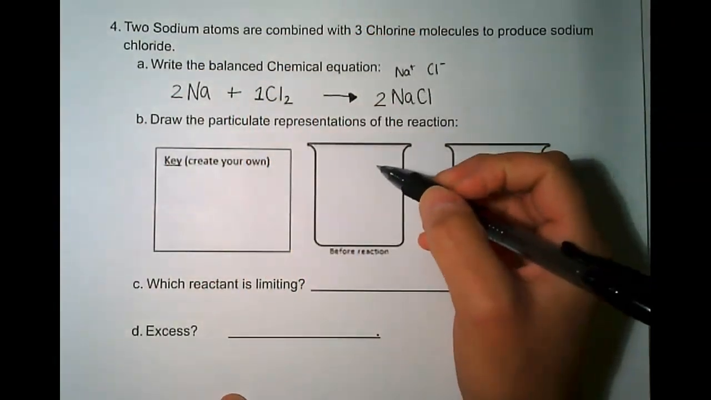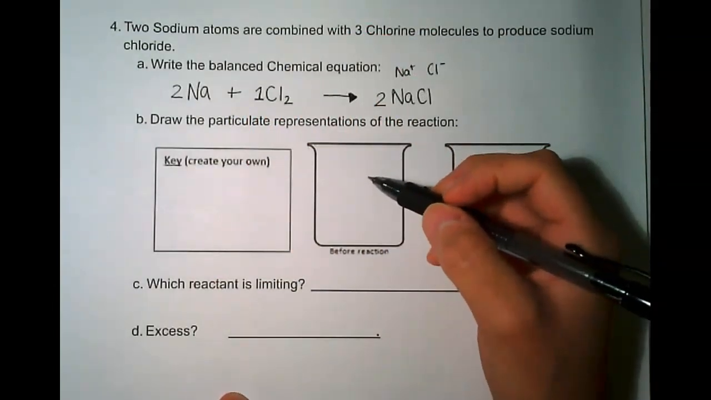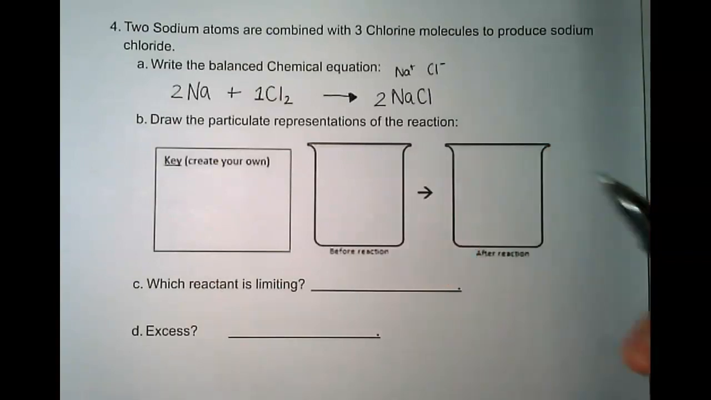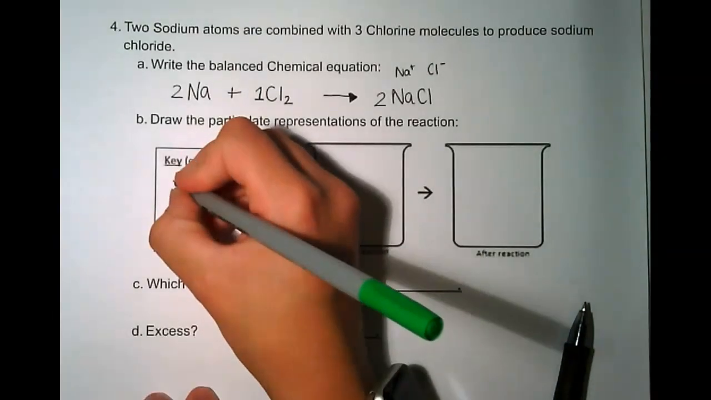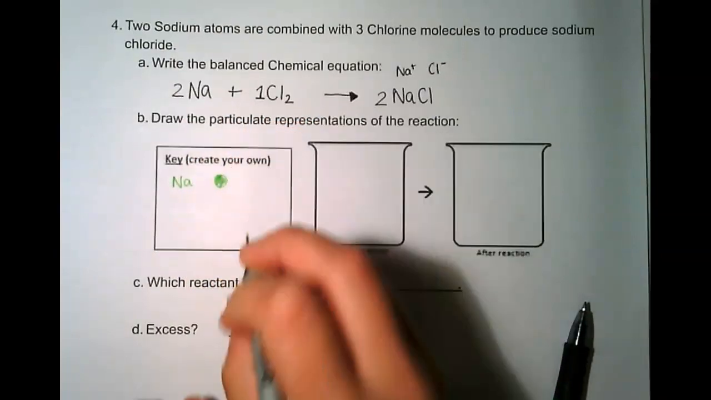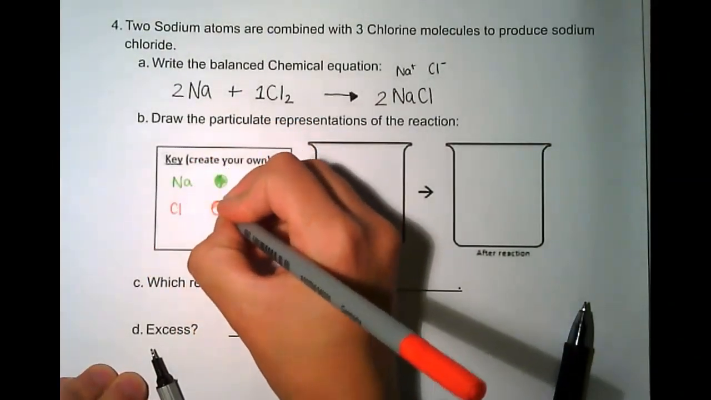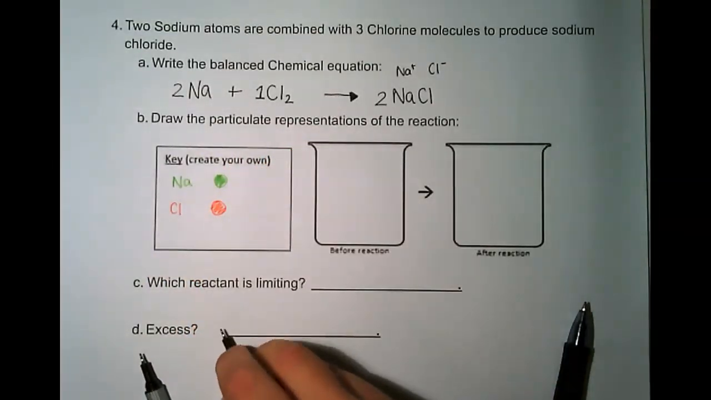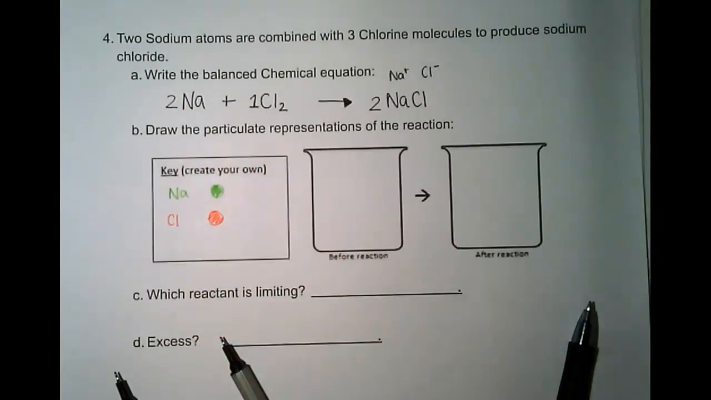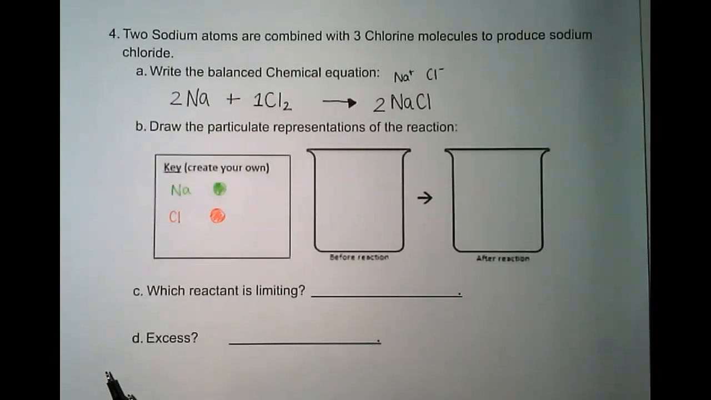We need to draw our particulate representation of the reaction, and this time it says to make our own key. So I'm a fan of colors, so I'm going to use different colors to represent our different molecules. So I'm going to say sodium is going to be green, and chlorine, each of them is going to be red. And I'm just going to use all circles this time. So we have Na and Cl, and we need to draw our reactants and products.